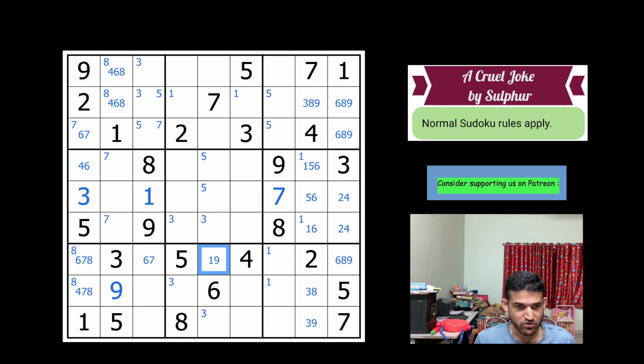Okay, look at this cell now. 2, 3, 4, 5, 7, 8, 9 are eliminated. So that leaves only a bi-value candidate for this cell, 1 and 6. Excellent. Now this row is almost done.